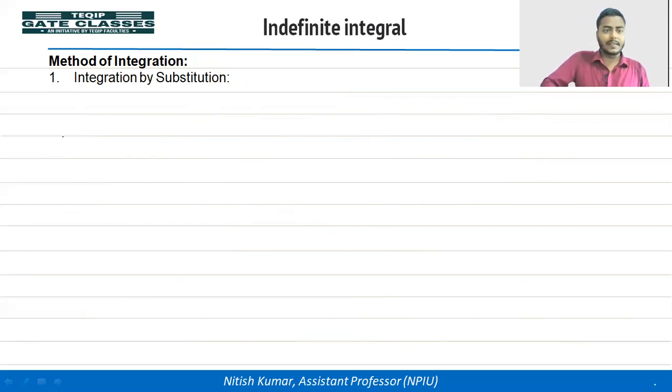The first form, some general form you can understand: if the integration you have to find is in the form of f dash x divided by fx with respect to x.